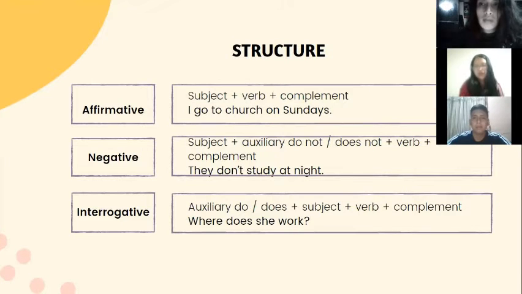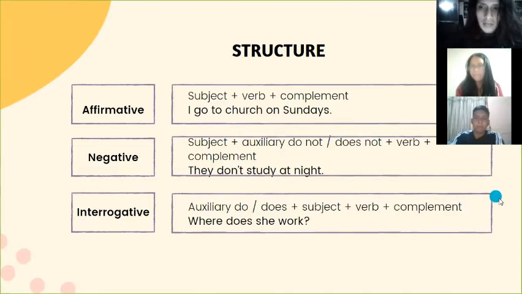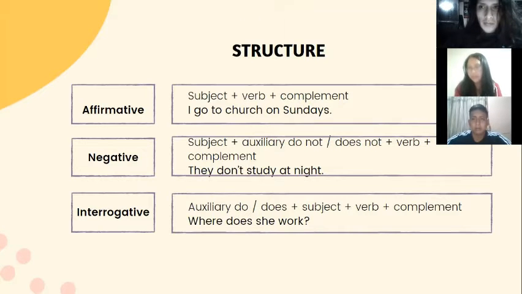The structure, affirmative, is subject plus verb plus complement. For example, I go to church on Sundays. Negative is subject plus auxiliary, do not or does not, plus verb plus complement. For example, they don't study at night. And interrogative is auxiliary do or does, plus subject, plus verb, plus complement. For example, where does she work?